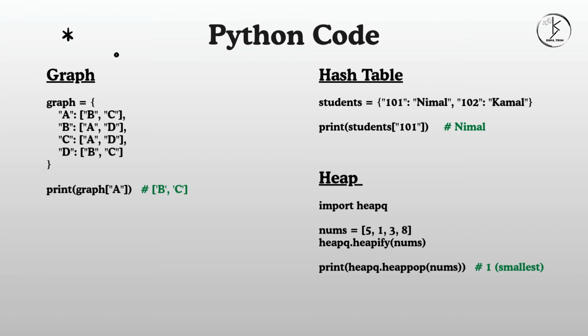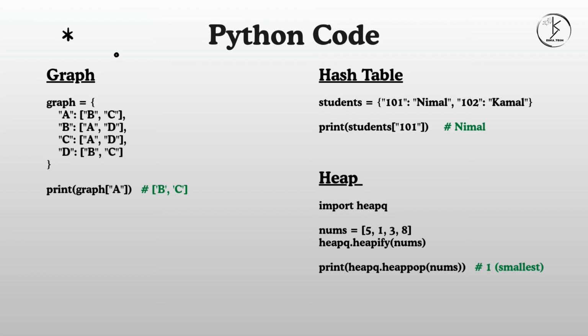This is a hash table, which stores data as key value pairs. Here, student IDs 101, 102 are keys, and names Nimal, Kamal are values. When you access students 101, Python uses hashing to instantly find the value Nimal. It's very fast for lookup, insert, and delete operations.